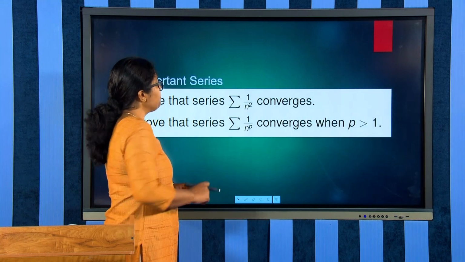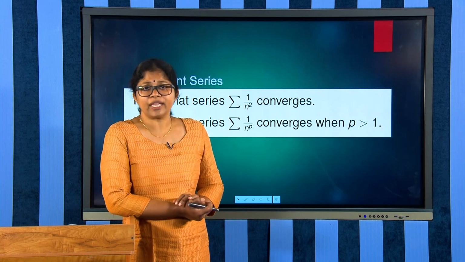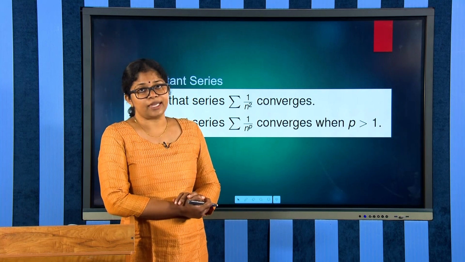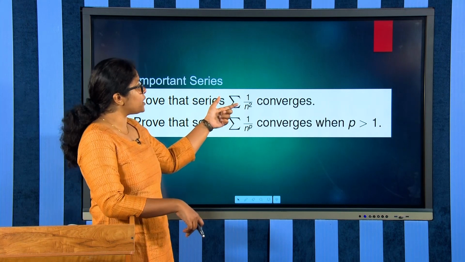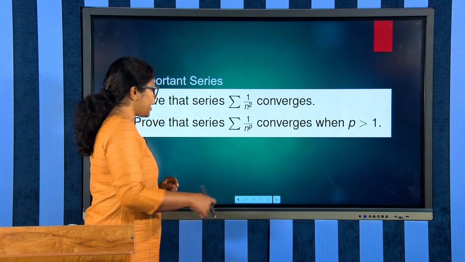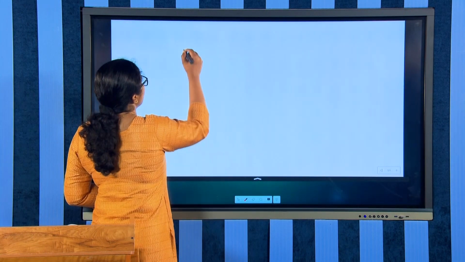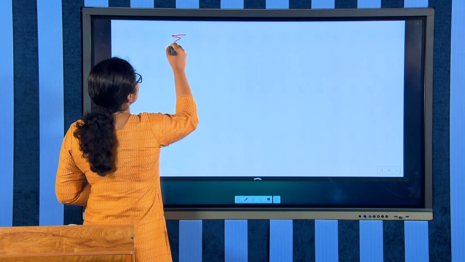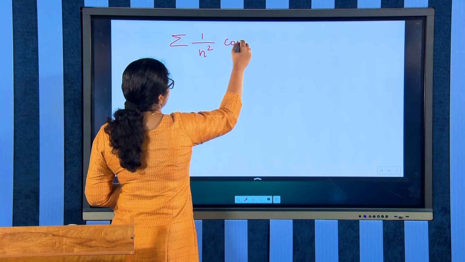So, welcome to this session. We can see two important series which are of very great relevance in our study. The first one is: prove that the series summation 1 upon n square converges. So, we can see a proof of this. There is a rigorous proof available. We have to prove that summation 1 upon n square converges. This is the question.